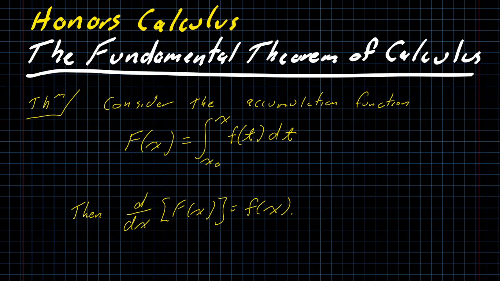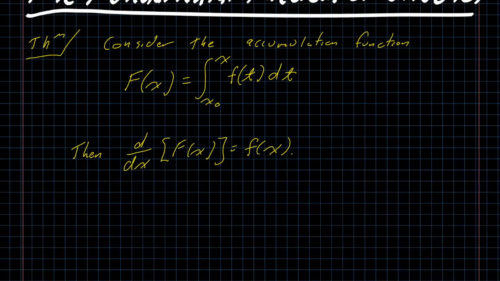And I claim that if I want the derivative of this function, the derivative of the accumulation function is the density function just evaluated at x instead of at t. And wow, is that going to be easy to calculate these derivatives? But it is a theorem. And so if it's a theorem, we have to prove it.